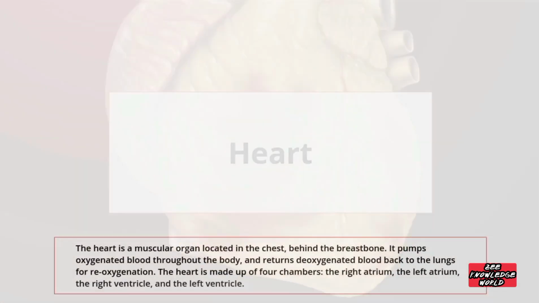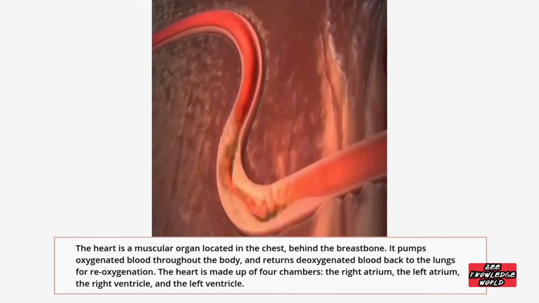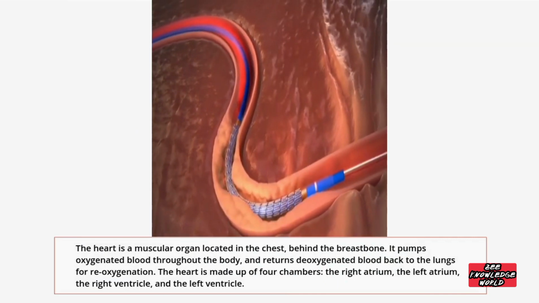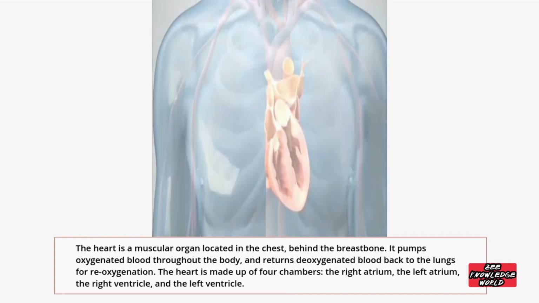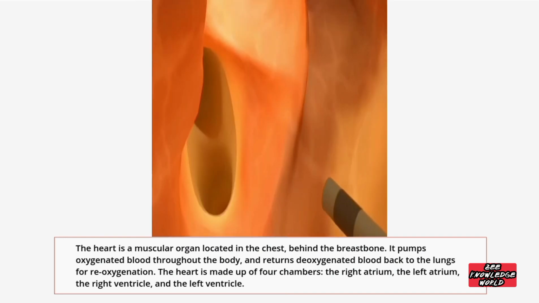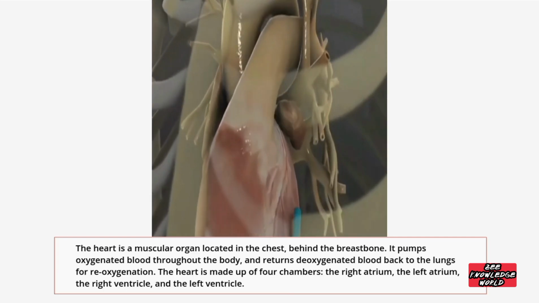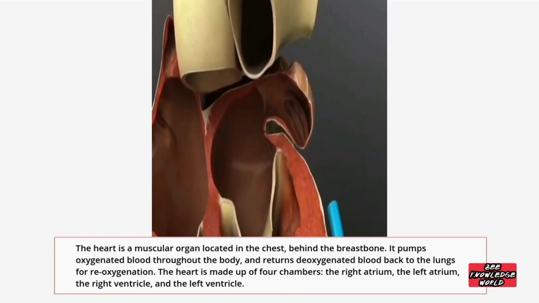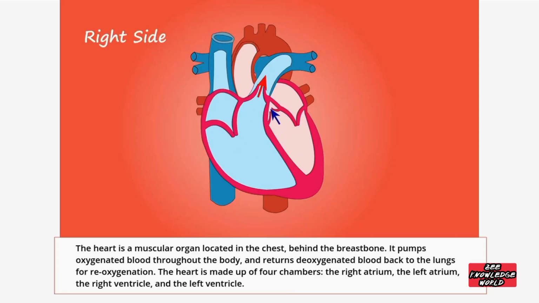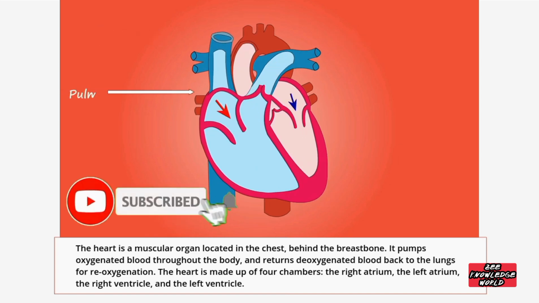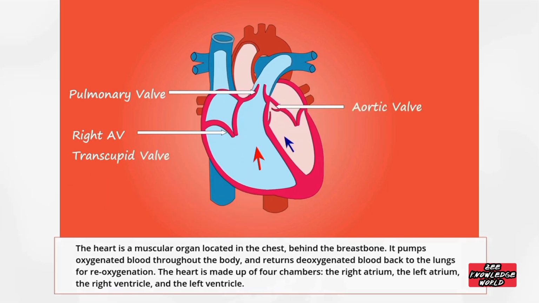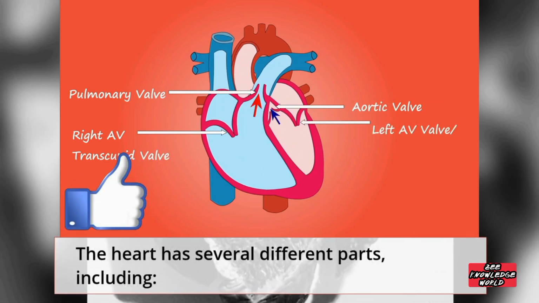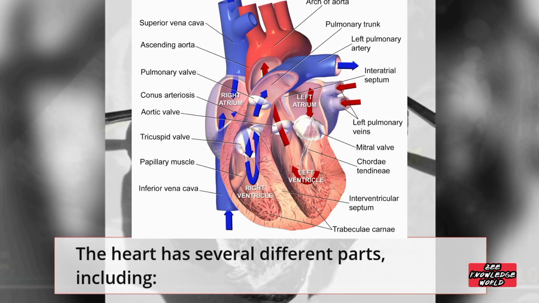The heart is a muscular organ located in the chest, behind the breastbone. It pumps oxygenated blood throughout the body, and returns deoxygenated blood back to the lungs for reoxygenation. The heart is made up of 4 chambers: the right atrium, the left atrium, the right ventricle, and the left ventricle. The heart has several different parts, including valves.